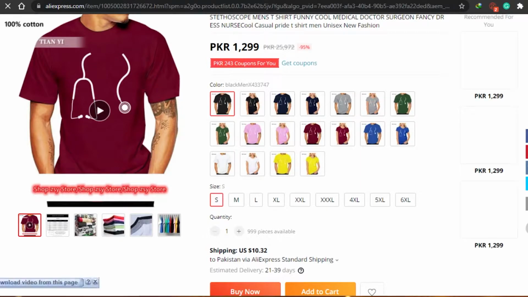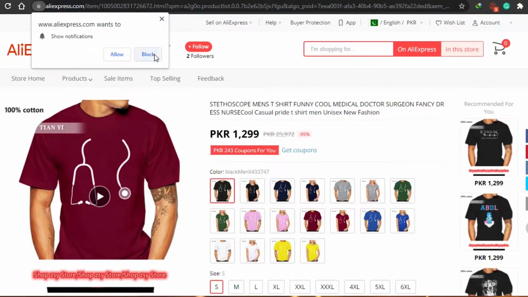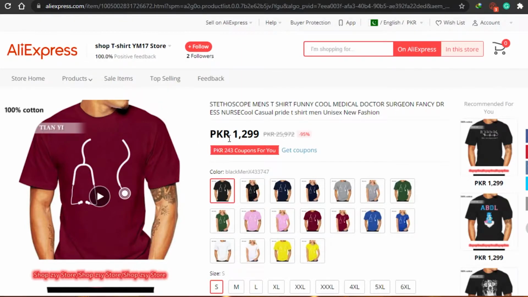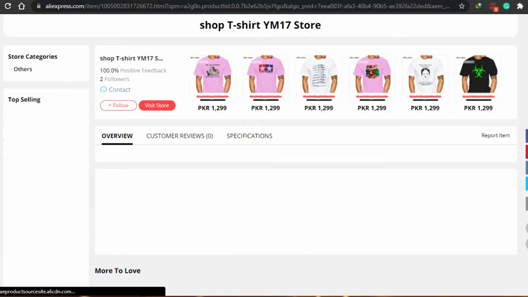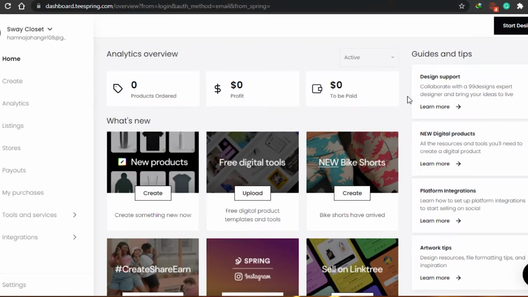Now on AliExpress or any other online stores, you're actually looking at the products that are selling. People are actually buying these kinds of products. So I have an idea in mind that okay, this design will sell. So I will just simply take inspiration from these designs. So once you do that, now you have a good product.